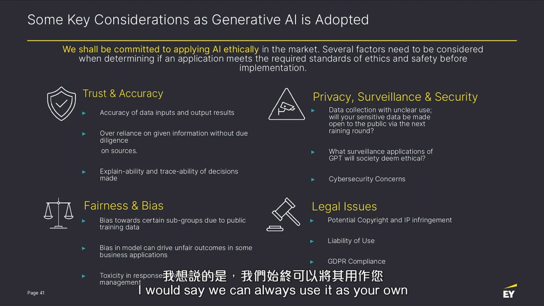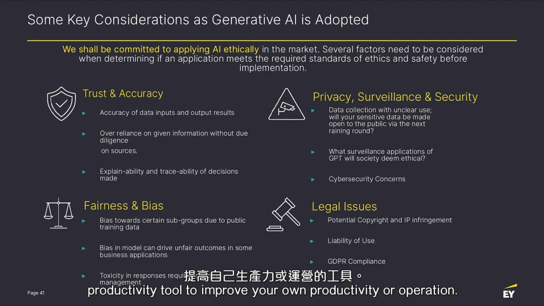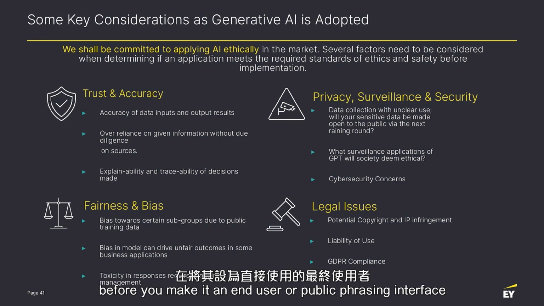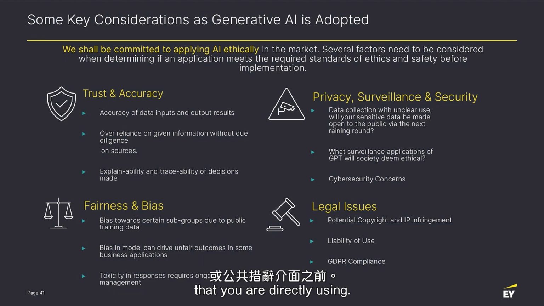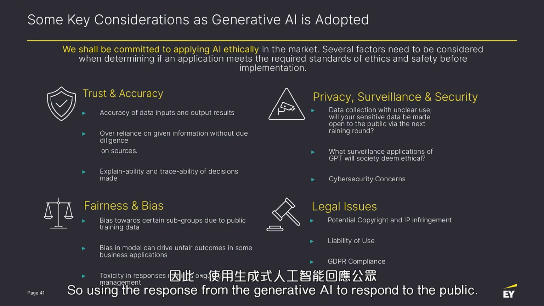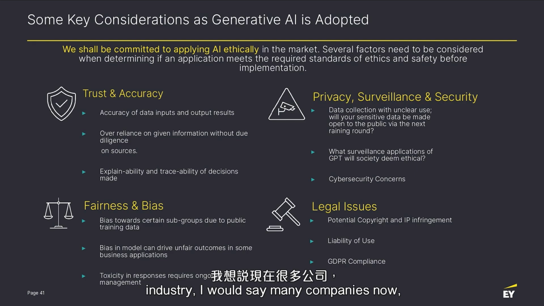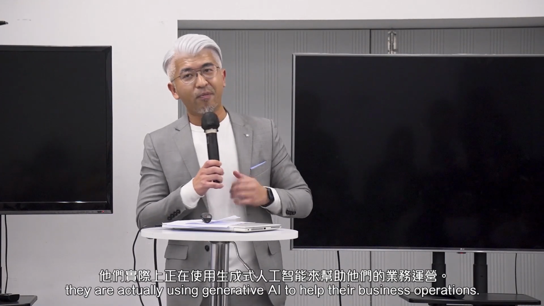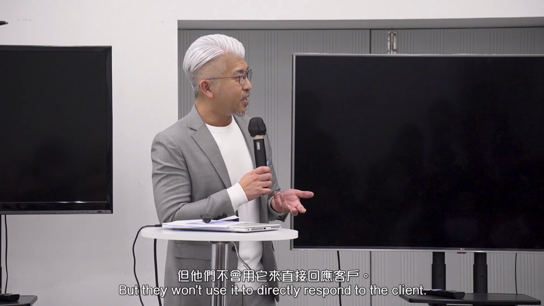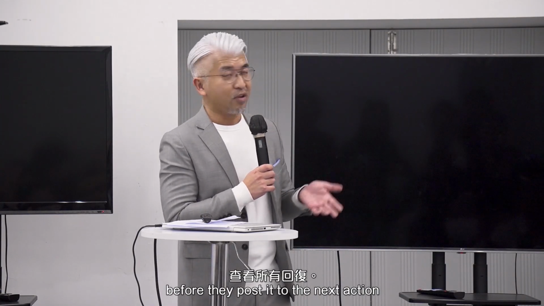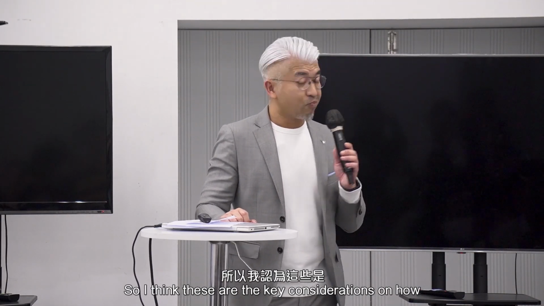I would say we can always use it as your own productivity tool to improve your own productivity or operations. But when you consider taking it official to the public, you have to think about these key considerations before you make it an end-user or public-facing interface where you directly use the response from generative AI to respond to the public. These are very important, because even in industry, many companies now use generative AI to help their business operations, but they won't use it to respond directly to the client. They still have a gatekeeper to review all responses before they send them out or proceed to the next actions. So I think these are the key considerations for how we can adopt generative AI.